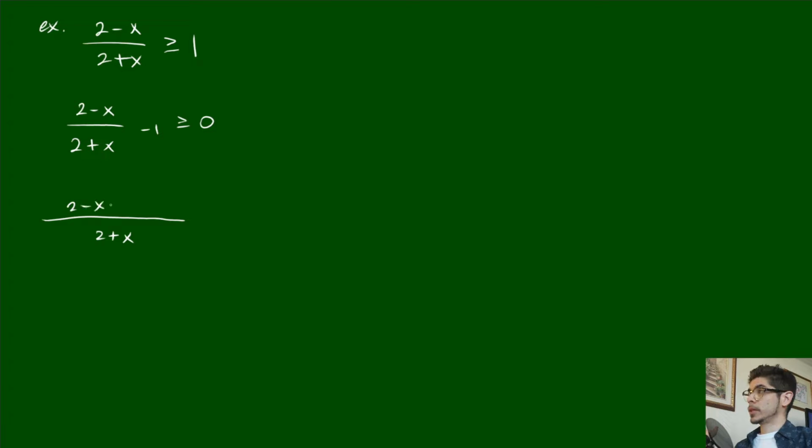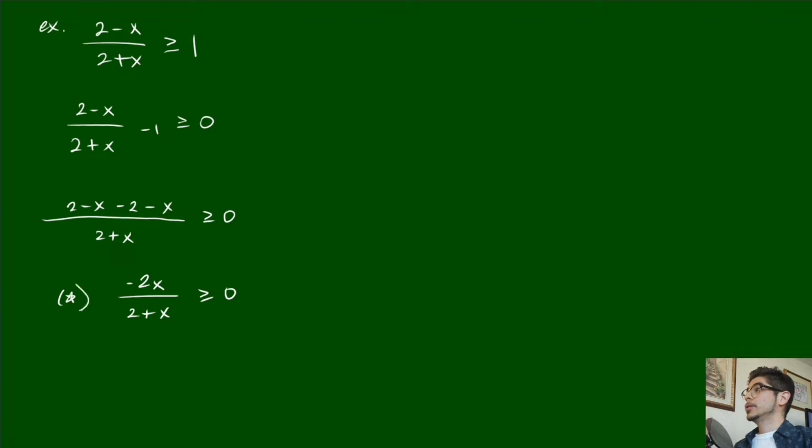So you have 2 minus x at the top. And then since it's minus 1, you're going to have minus (2 plus x). That's going to be greater than or equal to 0. All right, so if you simplify the numerator, you end up with (minus 2x) over (2 plus x) is greater than or equal to 0. This is the inequality you're going to work with.